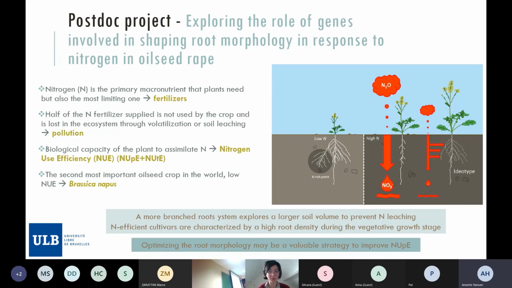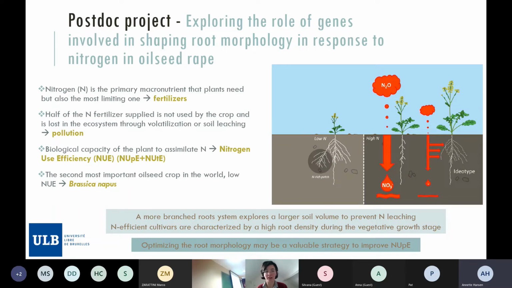So I came here for my postdoc and I switched slightly, from biotic stress to abiotic stress, and mostly from molecular biology to bioinformatics. And here I'm working on the response of Brassica napus to nitrogen. This picture, everybody probably has already seen it because in our lab we use it quite a lot to explain the aim of our work.